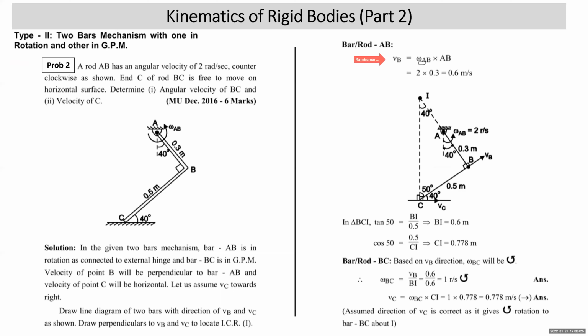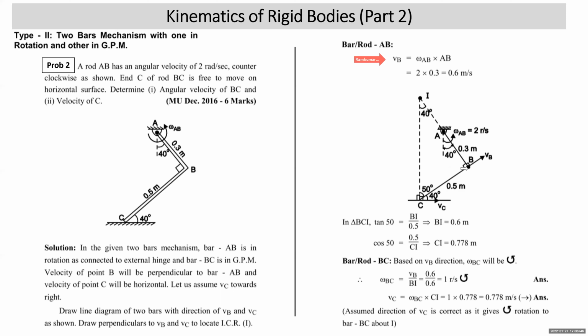What is velocity of point B? Omega AB into AB. Omega AB is 2. Length of the bar AB is 0.3, so 0.6 meter per second. You marked it. This is internal hinge, so we have shown it with the dot. Now bar BC length is given 0.5. This angle is 40.